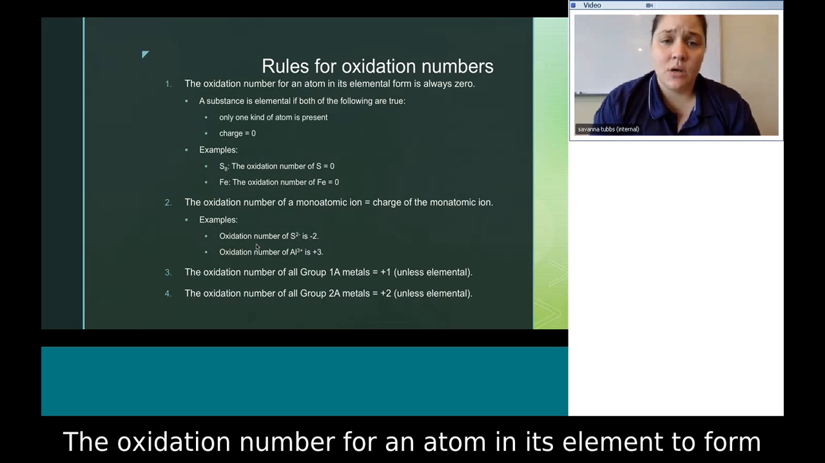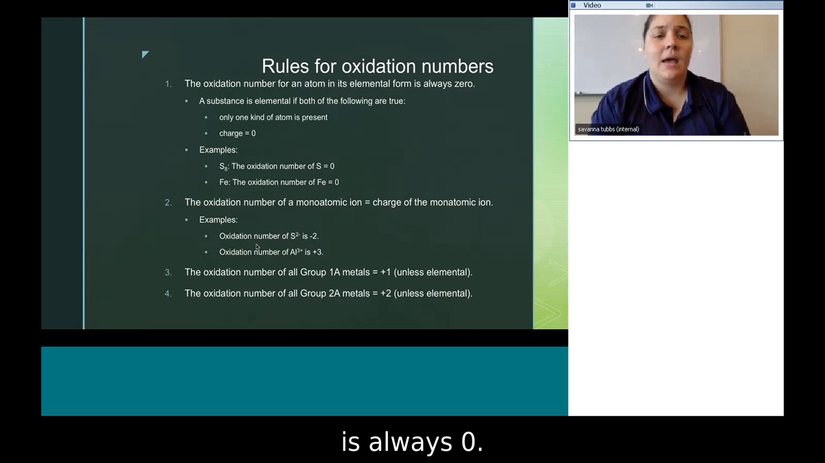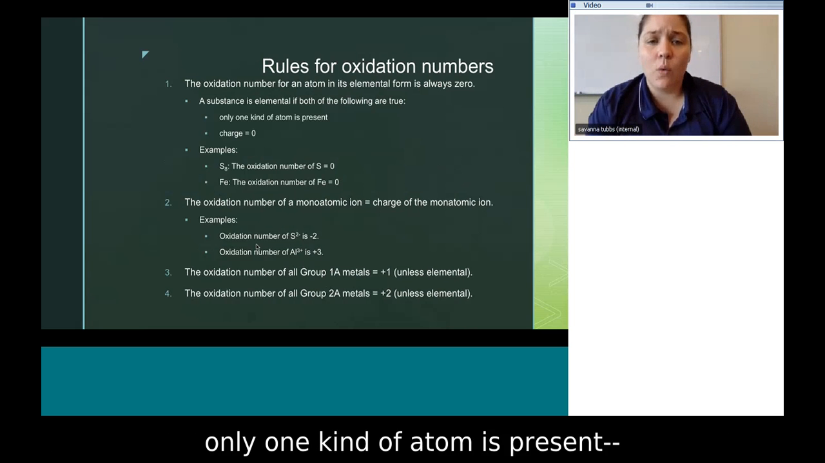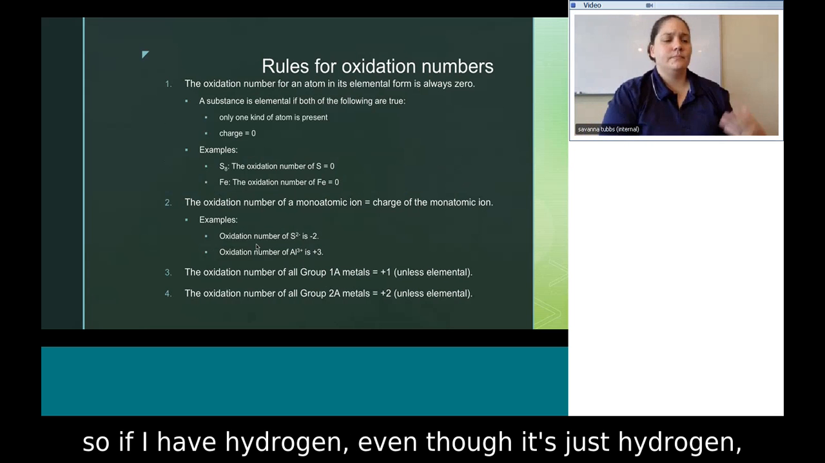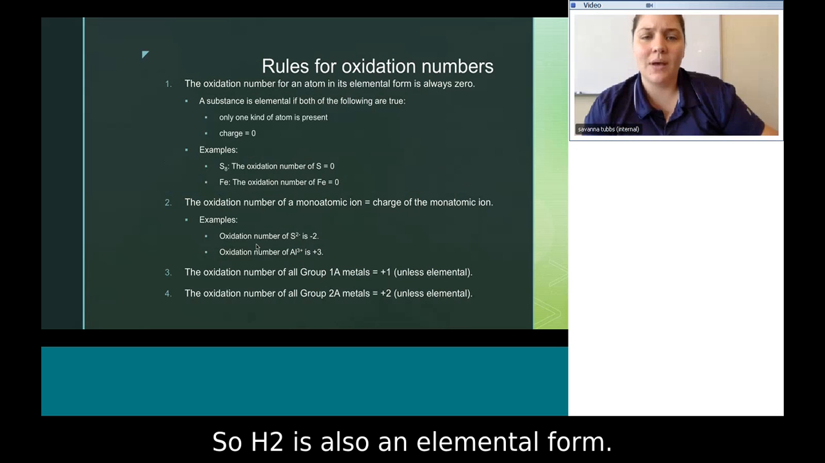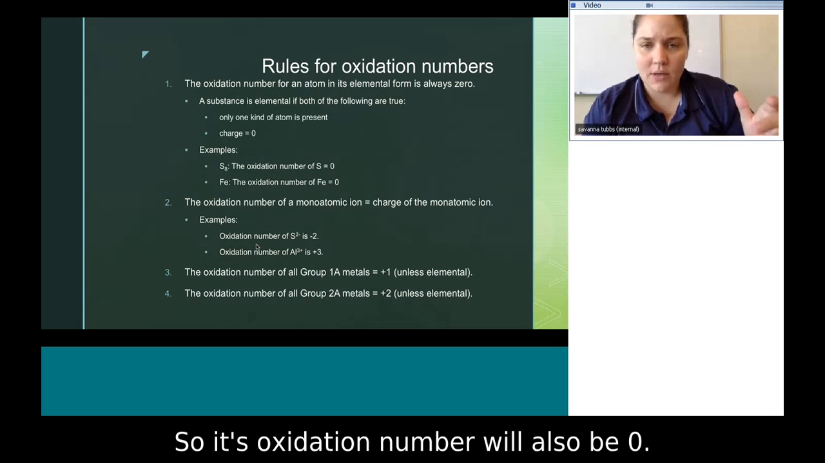The oxidation number for an atom in its elemental form is always 0. A substance is elemental if only one kind of atom is present. So if I have hydrogen, it's 0. However, H2 is also one type of atom, so H2 is also in elemental form. Its oxidation number will also be 0.